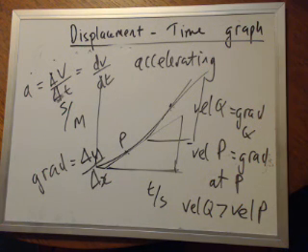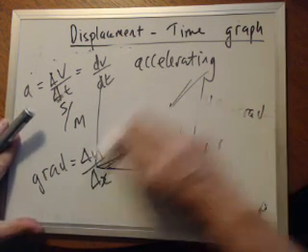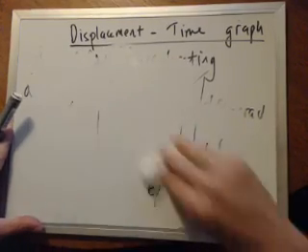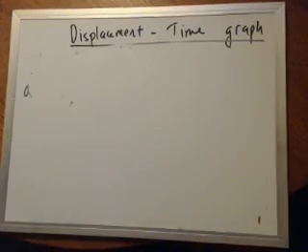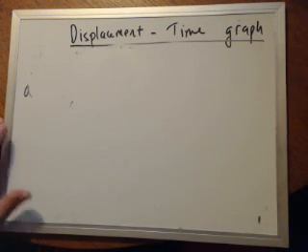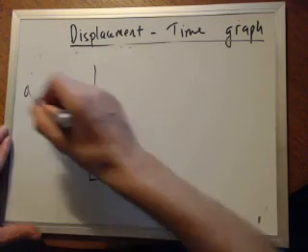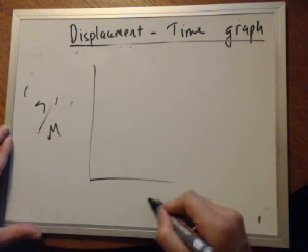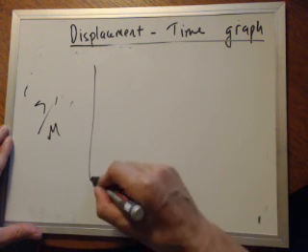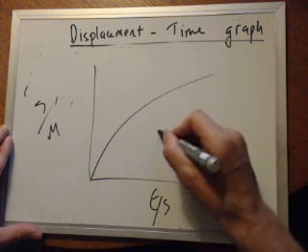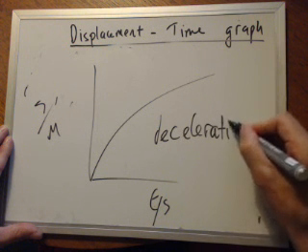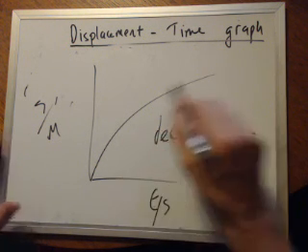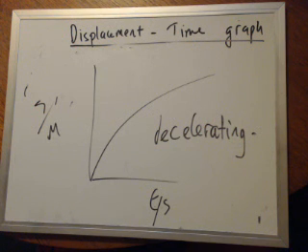Similarly, you find that if the graph is like this, displacement in meters against time in seconds, going like that, it is of course decelerating. The velocity, the gradient, is decreasing.